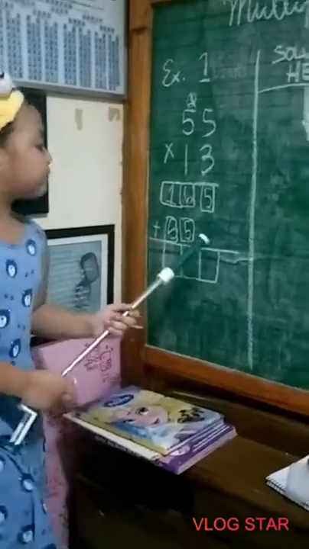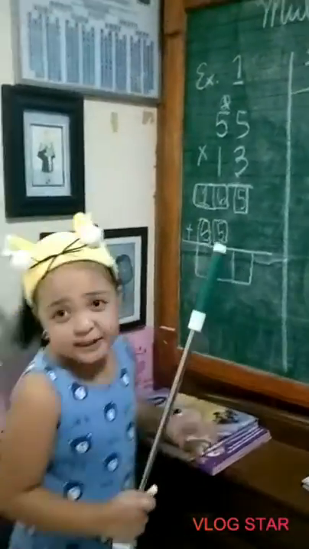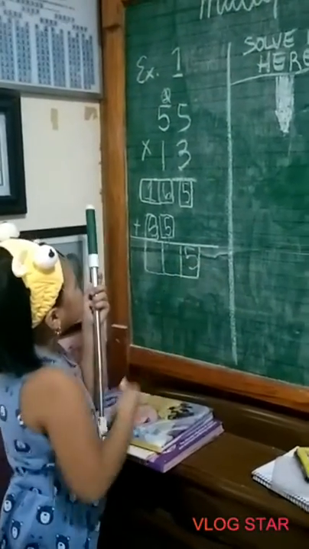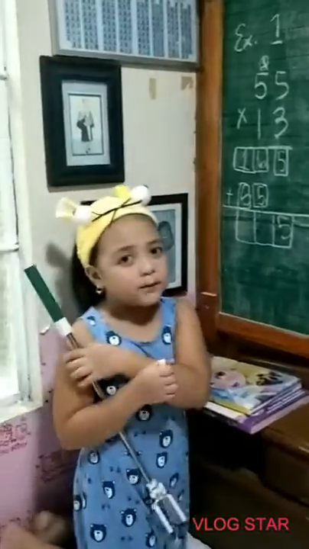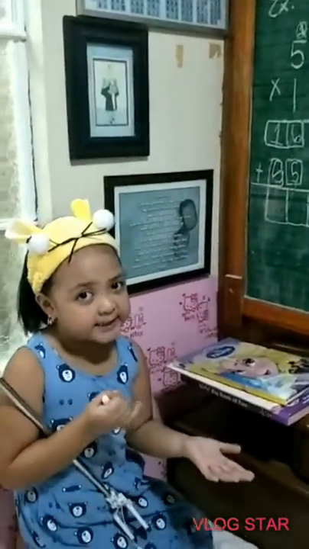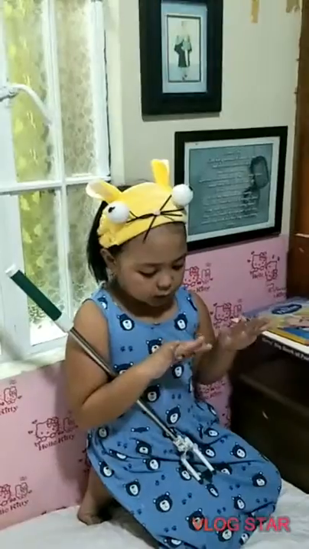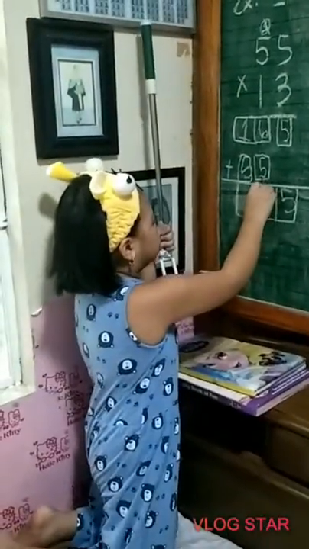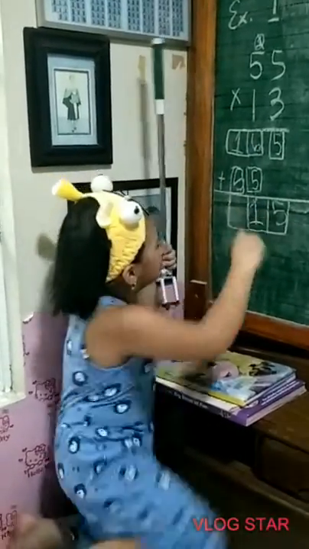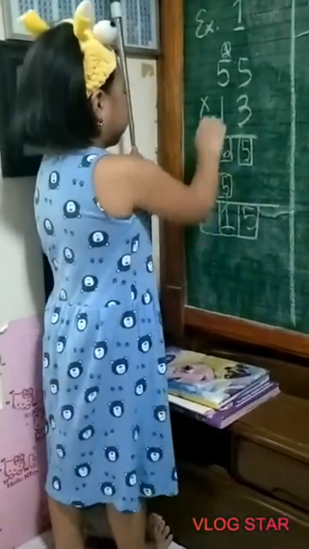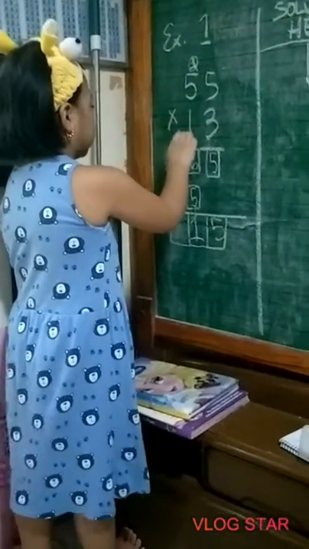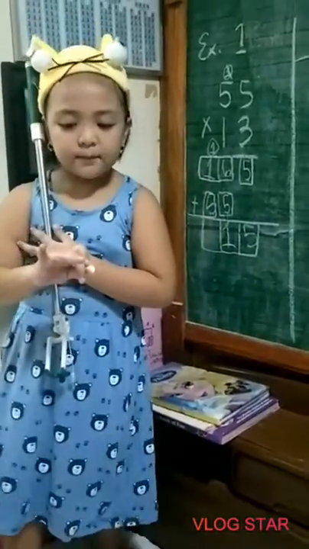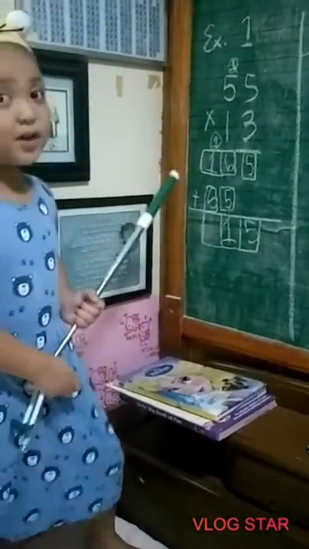5 plus 0 equals 5 because 0 doesn't have any value. 5 in here. 6 plus 5. I'm gonna solve it with my hands because it's easy. 1, 2, 3, 4, 5. It's 11. I'm gonna put 1 in here. And then I'm gonna put a circle in here and 1 in here. So 1 plus 1 plus 5. 1, 2, 3, 4, 5. Equals 7.